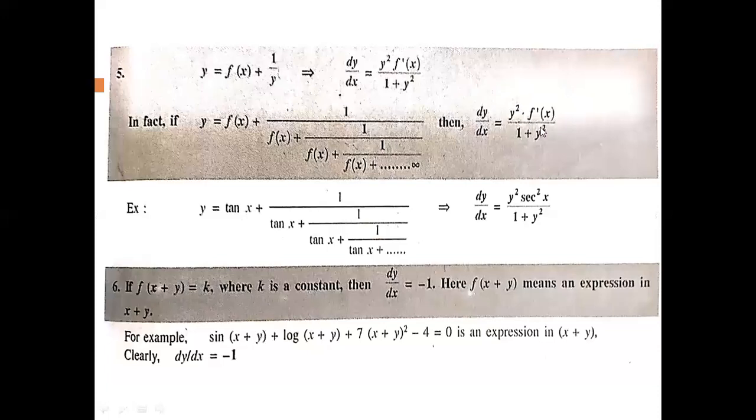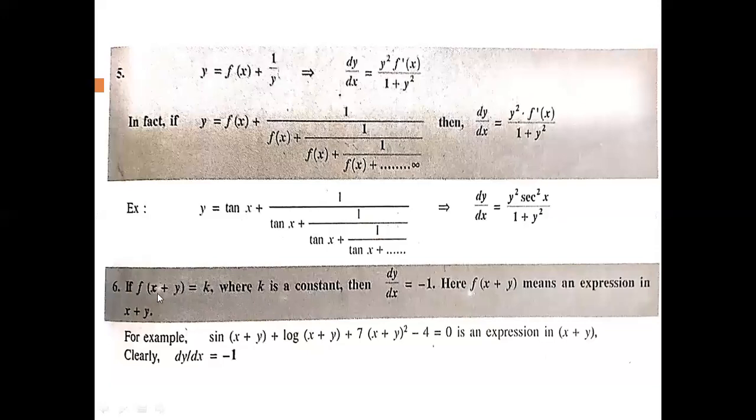For example, if y is equal to tan x plus 1 divided by tan x plus 1 divided by tan x plus 1 divided by tan x plus and so on up to infinity, implies that dy by dx is equal to y square into the derivative of tan x, which is secant square x, whole divided by 1 plus y square, is the required answer.